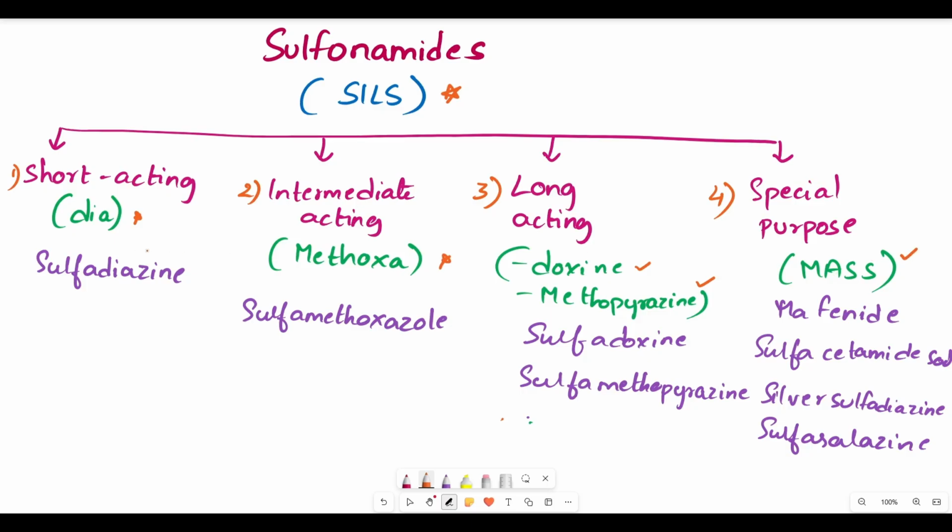Coming to the short acting, dia means it has one example, that is sulfadiazine. In the intermediate acting, methoxa means it is sulfamethoxazole. For long acting, the examples are sulfadoxin and sulfamethopyrazine. Coming to the special purpose, MASS, where M means it is the first example, that is mafenide. A means it is acetamide sodium. S means it is salazine. S means it is sulfadiazine. So the examples are sulfacetamide sodium, silver sulfadiazine, and sulfasalazine. So this is the complete classification of the sulfonamides.